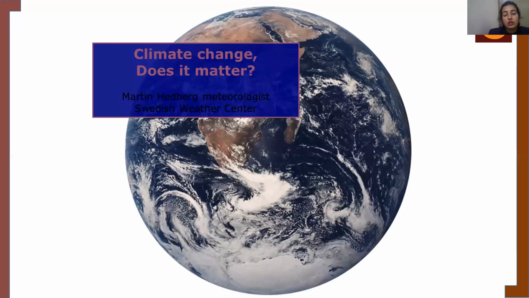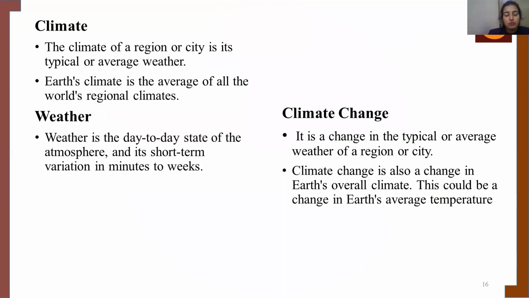Now let's talk about climate change. So I'm asking everyone a question. Does climate change matter? Well, we'll see. Before going directly into climate change, we need to know what climate is as well as what weather is. The climate of a region or city is the typical average weather. So what is weather? Weather is nothing but the day-to-day changes in the state of the atmosphere, and it is short term. That is, it can vary from minute to minute or week, day to day. So it is very short term.